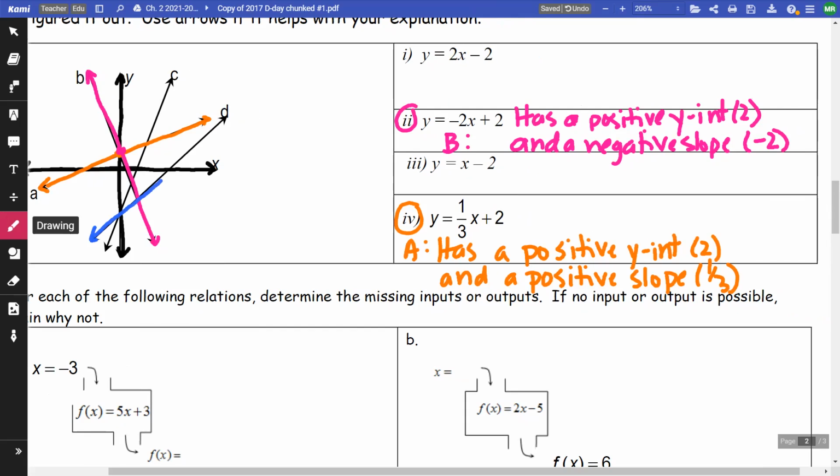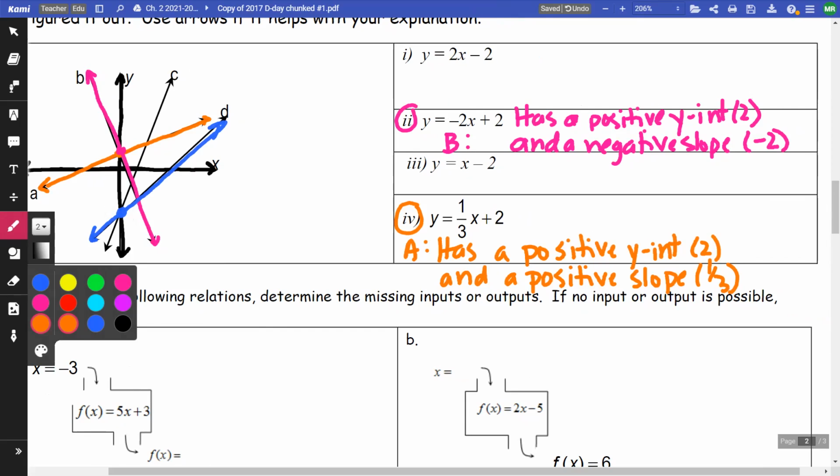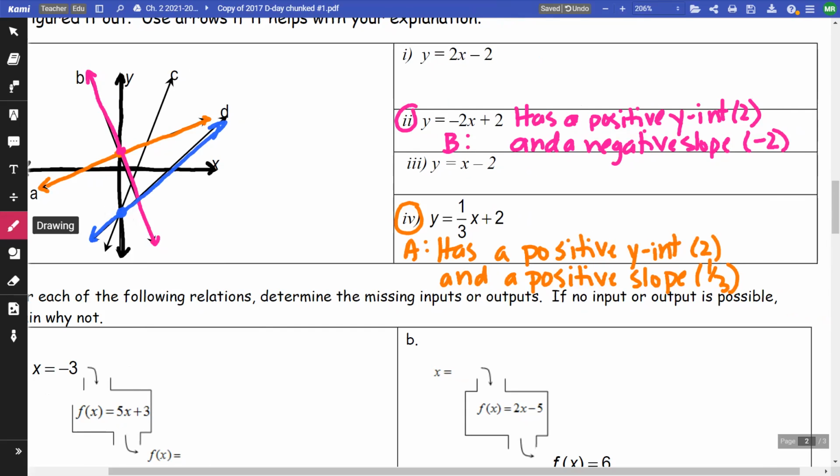So if I'm looking at this blue one here versus this, let's say, purple one here, both of these have negative y-intercepts. One of them is steeper than the other. The purple one is steeper than the blue one. So the steeper the slope, the bigger the number. So the purple one is going to go with this one. So this is going to be C.